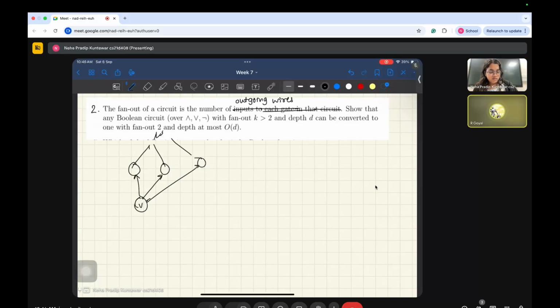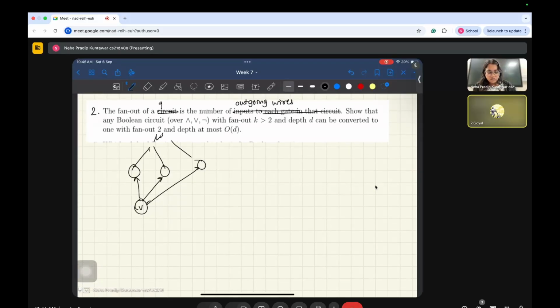Yes, but then how do we know the fan out of the entire circuit? Because we can think of the fan out of an individual gate. Right, so the fan out of a gate is the number of outgoing wires.